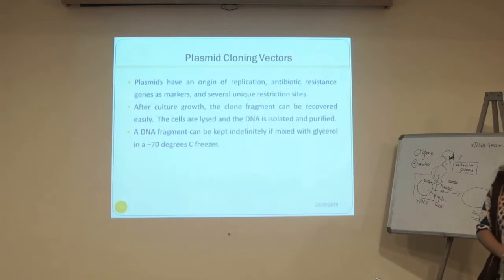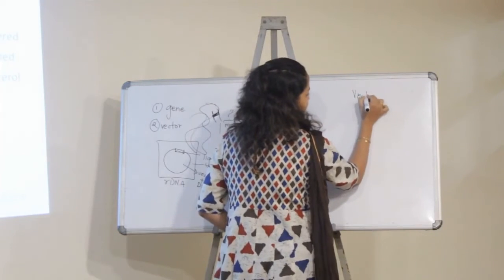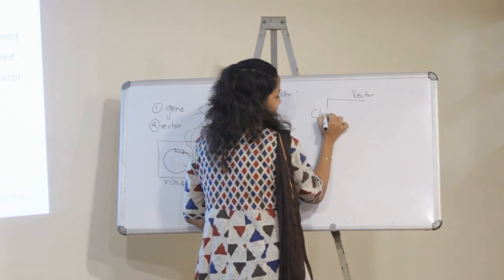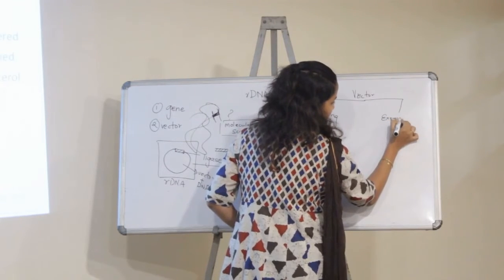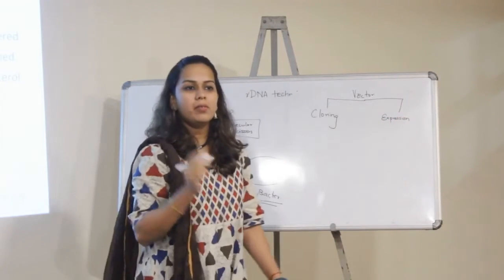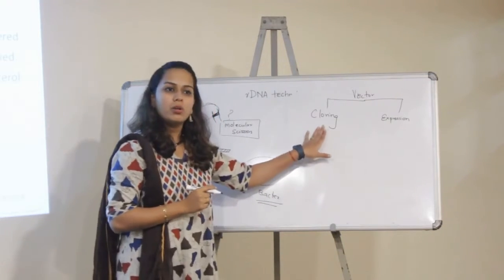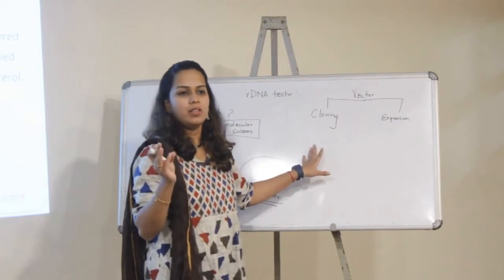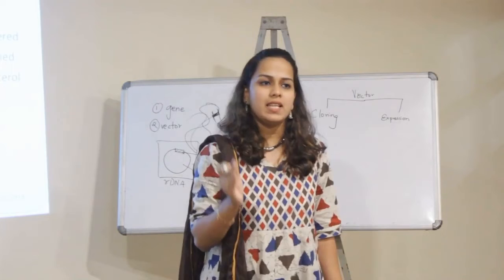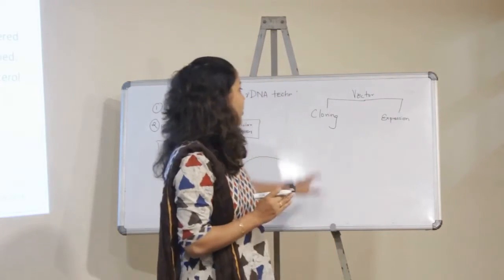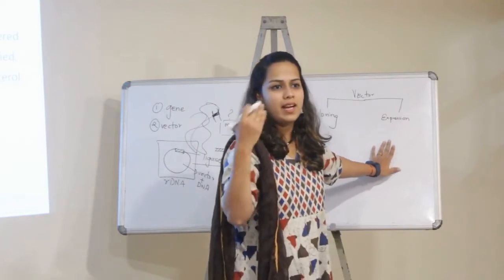Now we are going to study different types of vectors. Broadly, your vectors can be classified into two types. One is your cloning vector and the second one is your expression vector. Whatever ideal properties of a vector that we have studied were applicable to your cloning vectors. That means it should have an origin of replication, multiple cloning sites, and a selectable marker. In addition to these properties, an expression vector would need something additional.